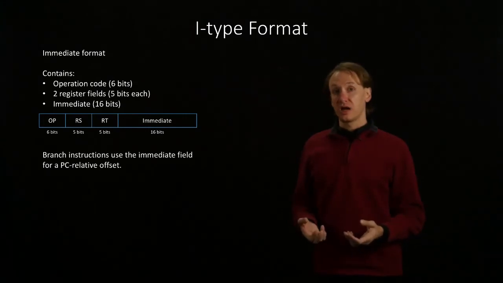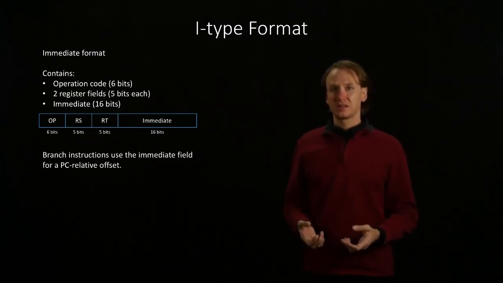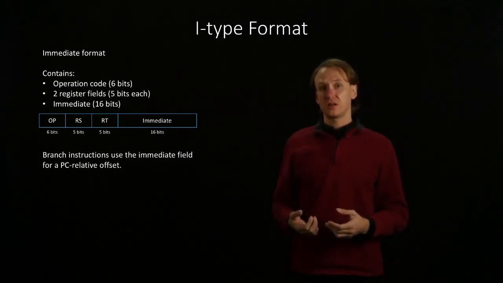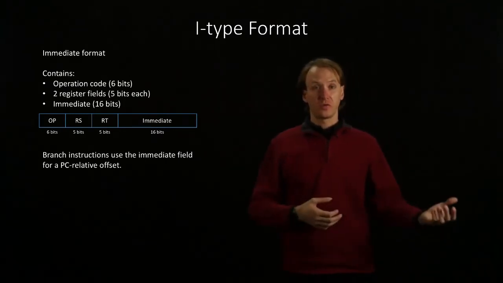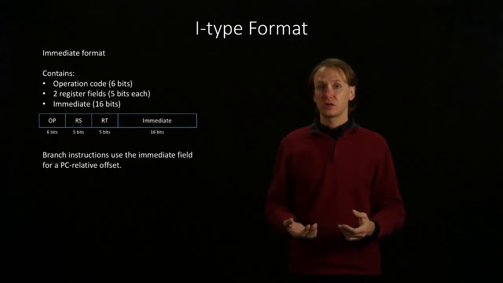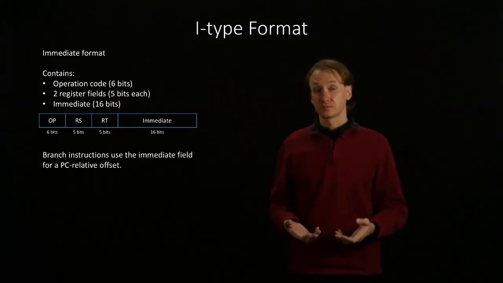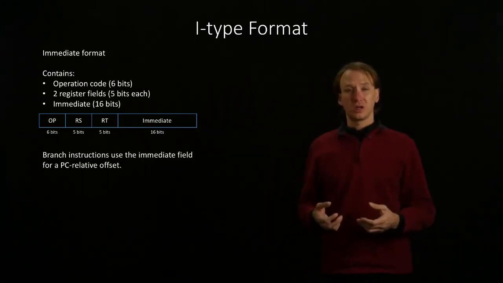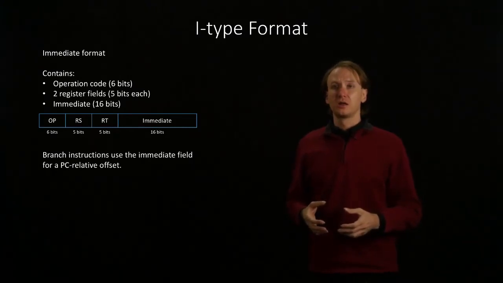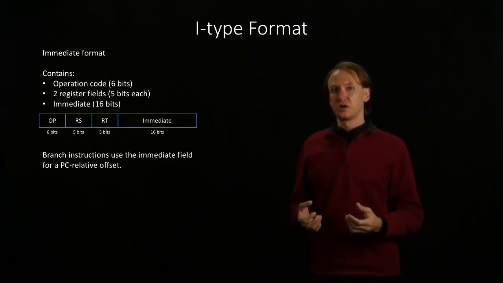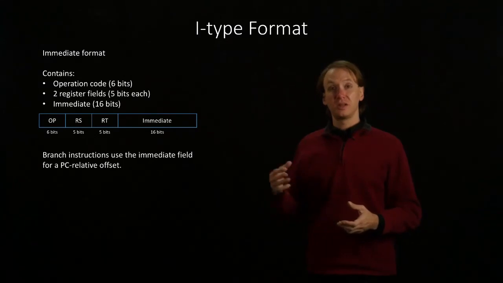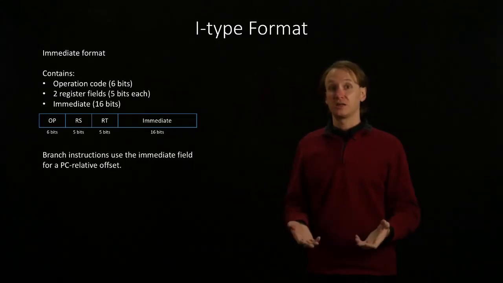We will also use the I-type format for branch instructions. In this case, the immediate field is going to tell us how far, either forwards or backwards, we want to go from our current position. It will get a little bit more complicated than that, but our branch instructions are one case where it's not immediately obvious that this should be an I-type instruction.